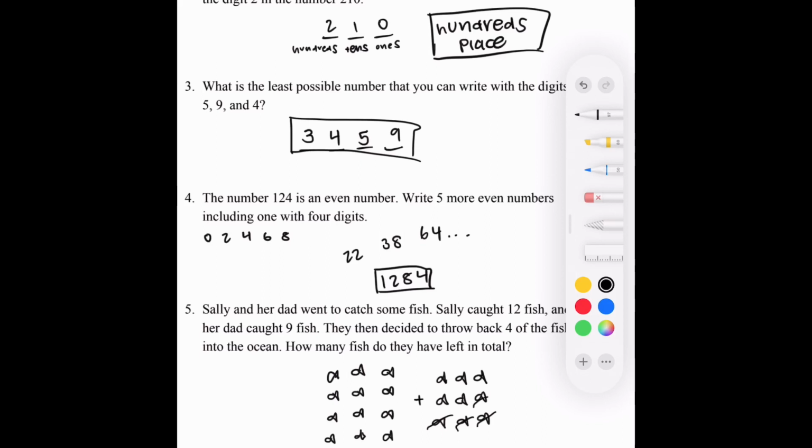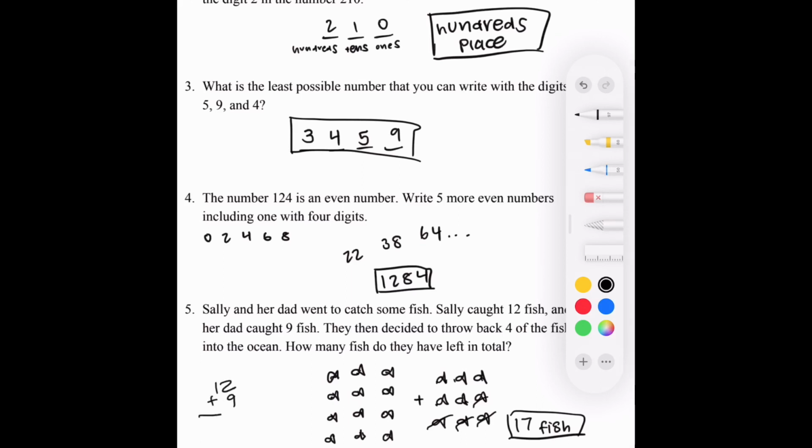Now if we count all of these fish, 1, 2, 3, 4, 5, 6, 7, 8, 9, 10, 11, 12, 13, 14, 15, 16, 17. After they throw back the 4 fish, in the end, they ended with 17 fish. 17 fish. Now this is your answer.